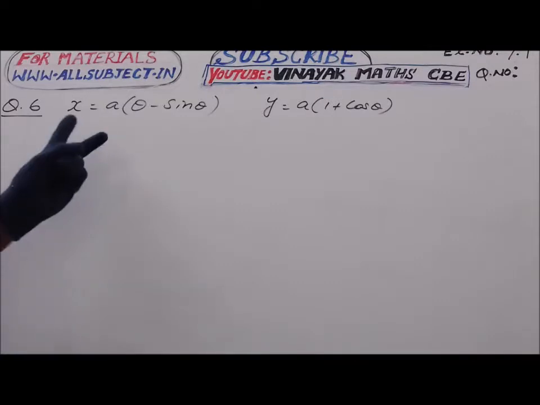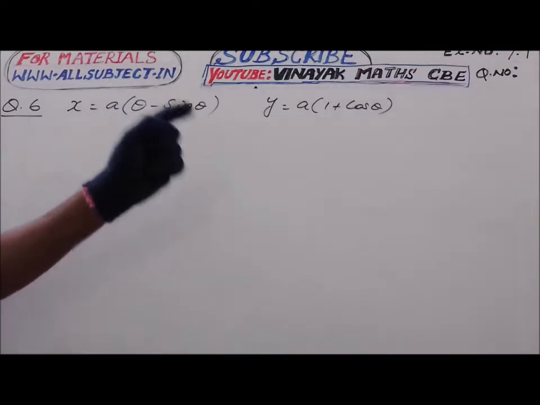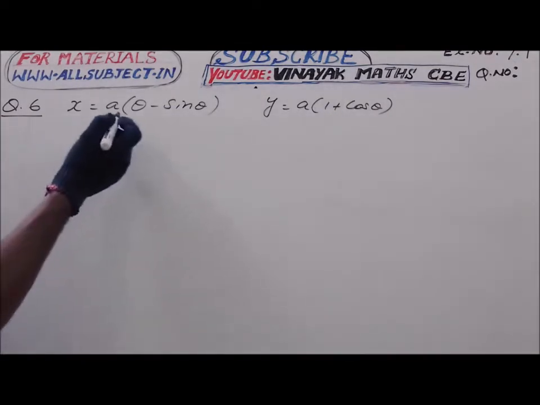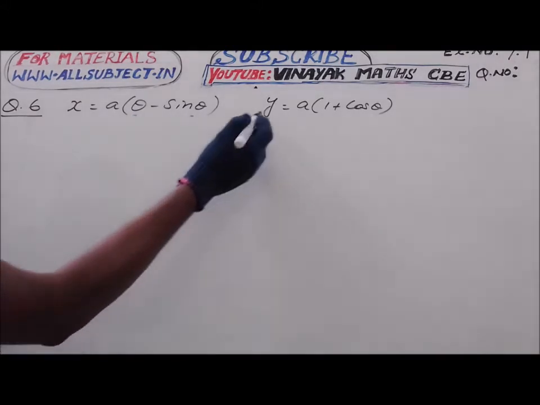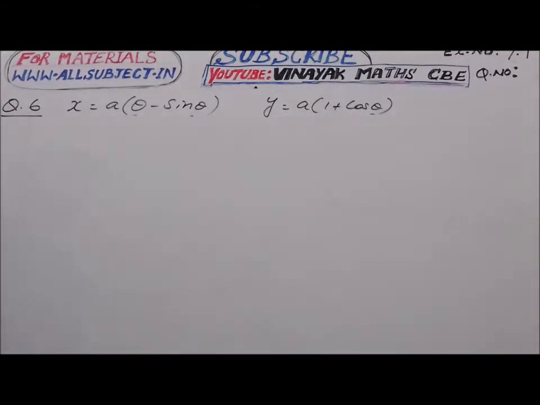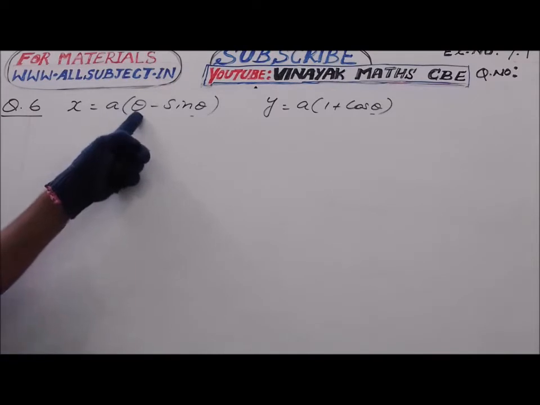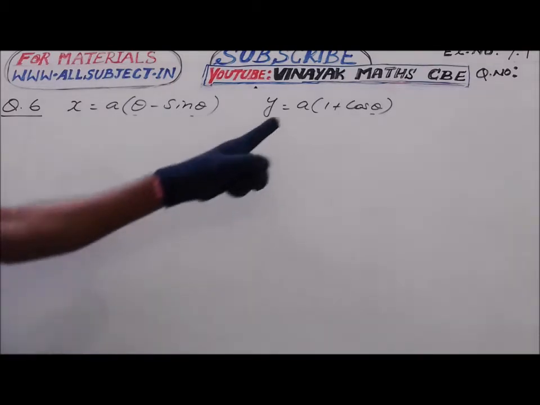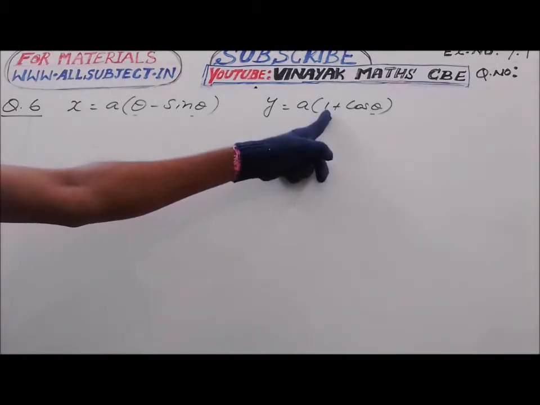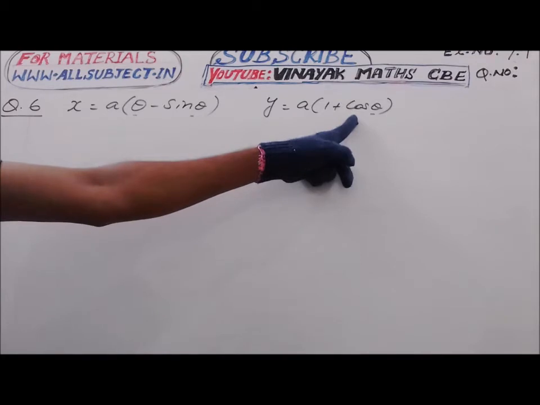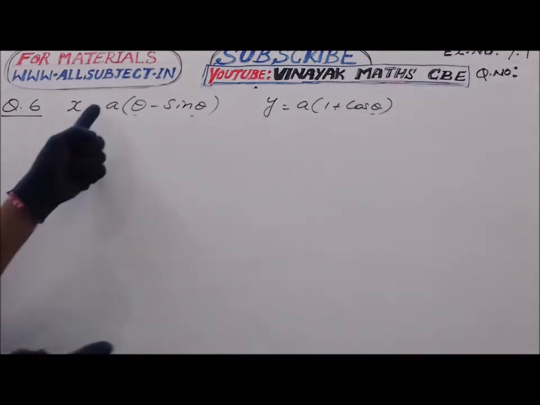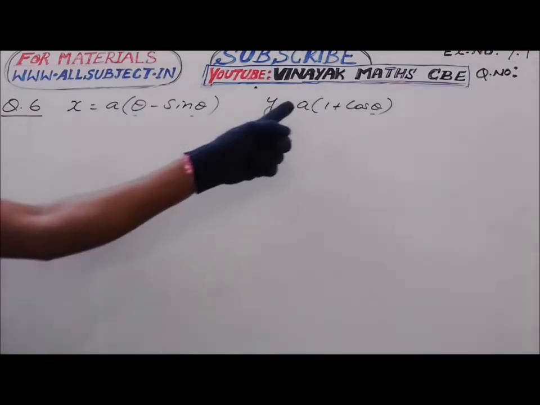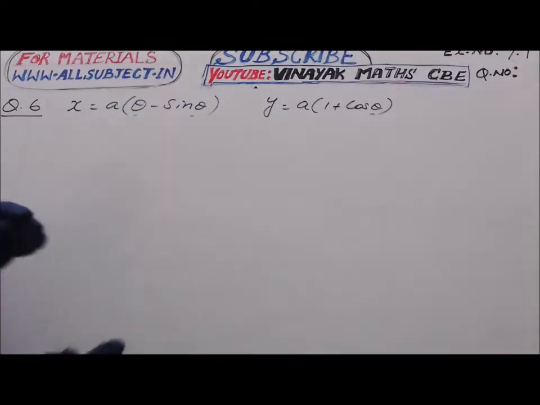Number 6: x is equal to a into (theta minus sin theta), y equal to a into (1 plus cos theta). Now x is a function of theta, y is also a function of theta. So differentiation of theta with respect to theta is 1 and derivative of sin theta is cos theta, and differentiation of any constant is 0. Now differentiation of cos theta is minus sin theta. Both the a's are multiplication, so there is no change on it, so you can simply keep a.